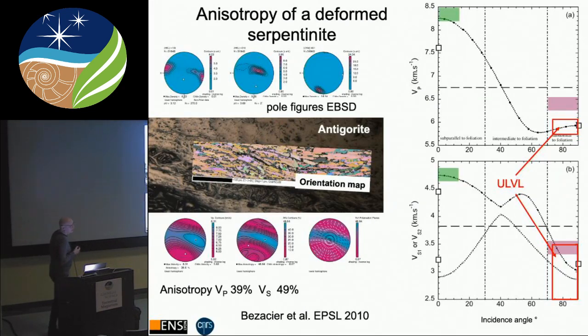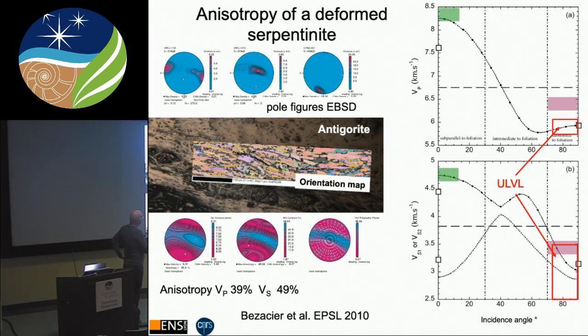Now we can also look at deformed rocks. And what we do in deformed rocks, we use a technique called electron backscatter diffraction to measure the orientation of crystals in a given rock. So we have here chosen a foliated, deformed antigorite schist.